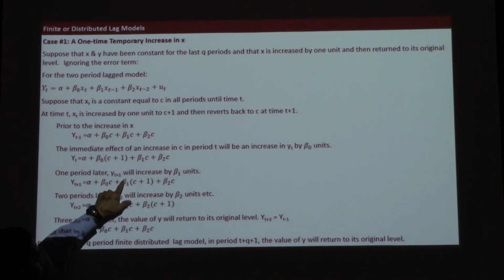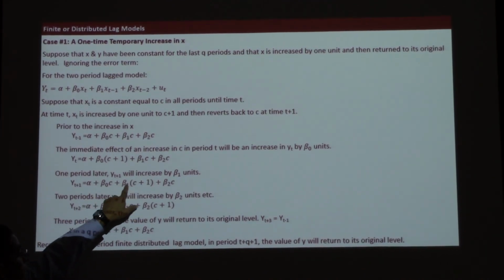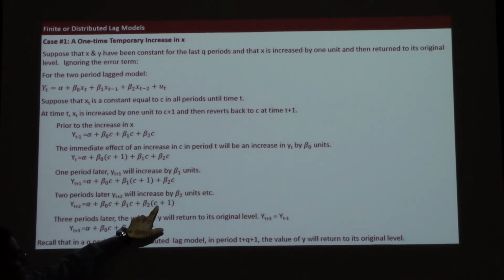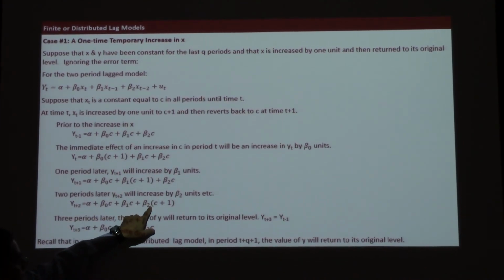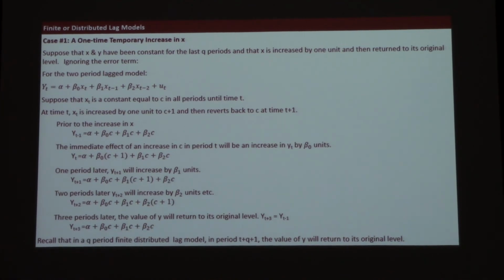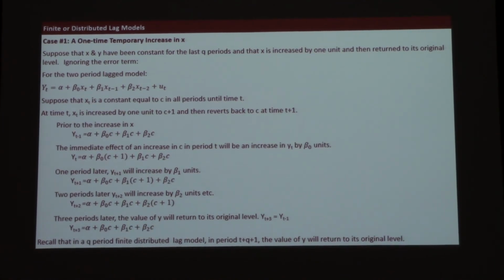But now we're still going to have a lagged effect of that increase in advertising, and that's going to be measured by beta 1. 2 periods later, we're going to have a lagged effect of that increase in advertising, and it's measured by beta 2. So C is the initial expenditure in advertising. C plus 1 is that increase. Okay, and here's a permanent increase.